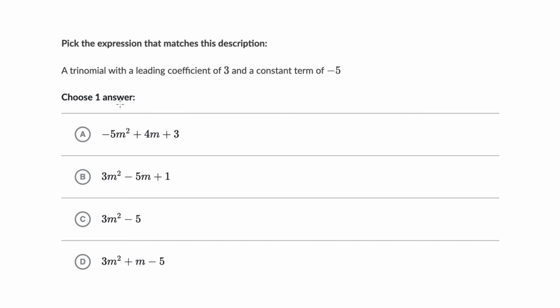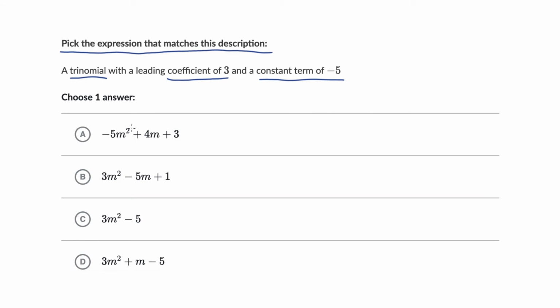Okay, interesting. So it's asking us to pick the expression that matches this description, okay? We already did something like this, but let's keep doing it. Why not, okay? It's asking for a trinomial, let's underline it, trinomial with a leading coefficient of 3 and, let's underline, a constant term of -5. So we're looking for 3 things. It gave us 3 pieces of advice and it needs to match perfectly, okay?